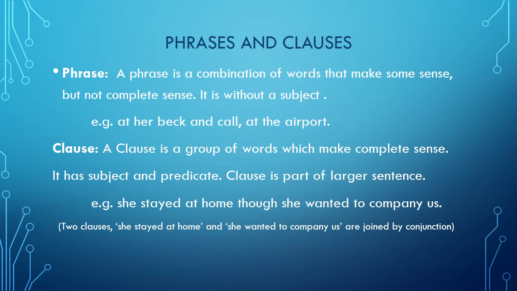So here is the example: She stayed at home though she wanted to accompany us. In the given example, we will notice that there are two clauses in one sentence, because as I told you, a clause has a subject and predicate. So in the given example, the sentence is large and has two clauses: she stayed at home, she wanted to accompany us. And these two clauses are joined with the conjunction though.